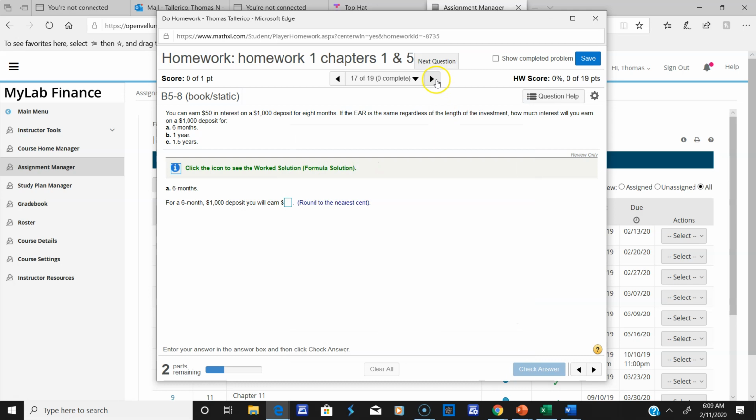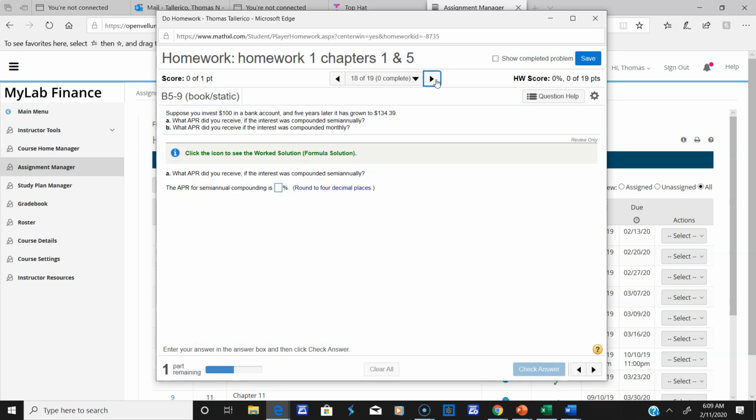All right, now let's go to question 18. Suppose you invest $1,000 in a bank account, and 5 years later it has grown to $1,34.39. What APR did you receive if the interest was compounded semi-annually? And what APR did you receive if it was compounded monthly?